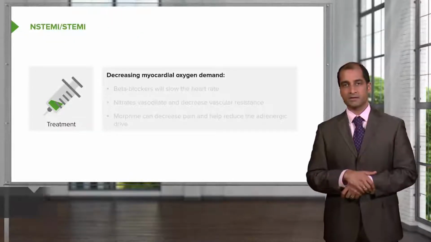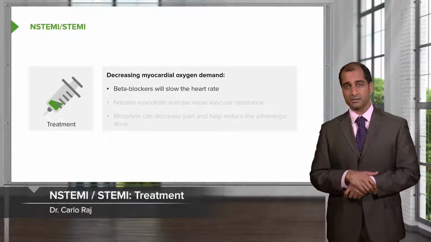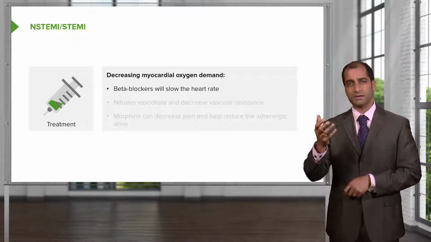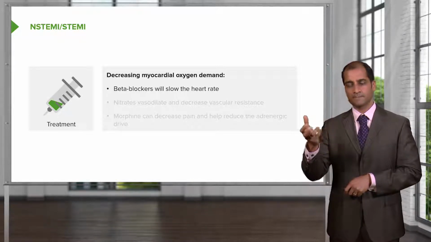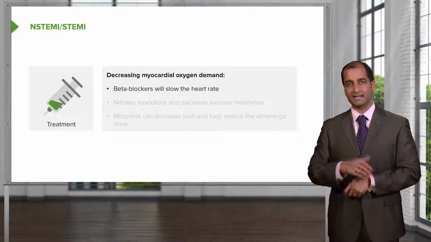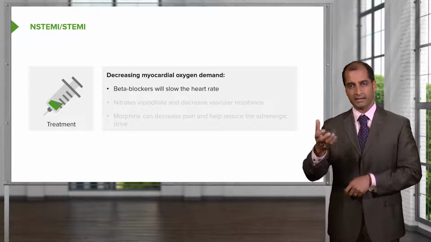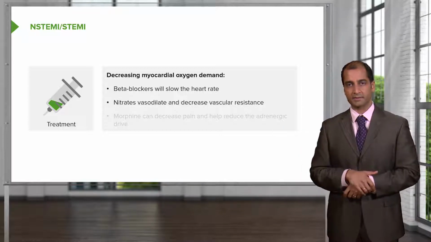So by decreasing myocardial oxygen demand, we have beta blockers. They slow down the heart rate. Remember, the two major components of the work of the heart demand are dependent on heart rate and the ability to pump, right? So the heart rate: why not try to give a beta blocker to decrease heart rate?